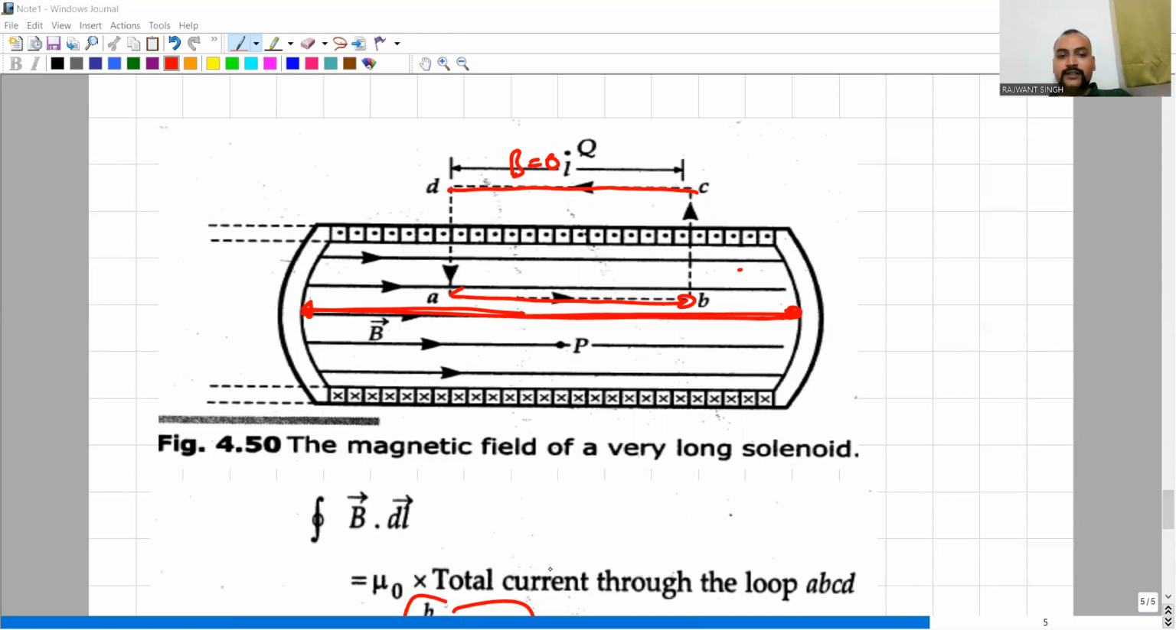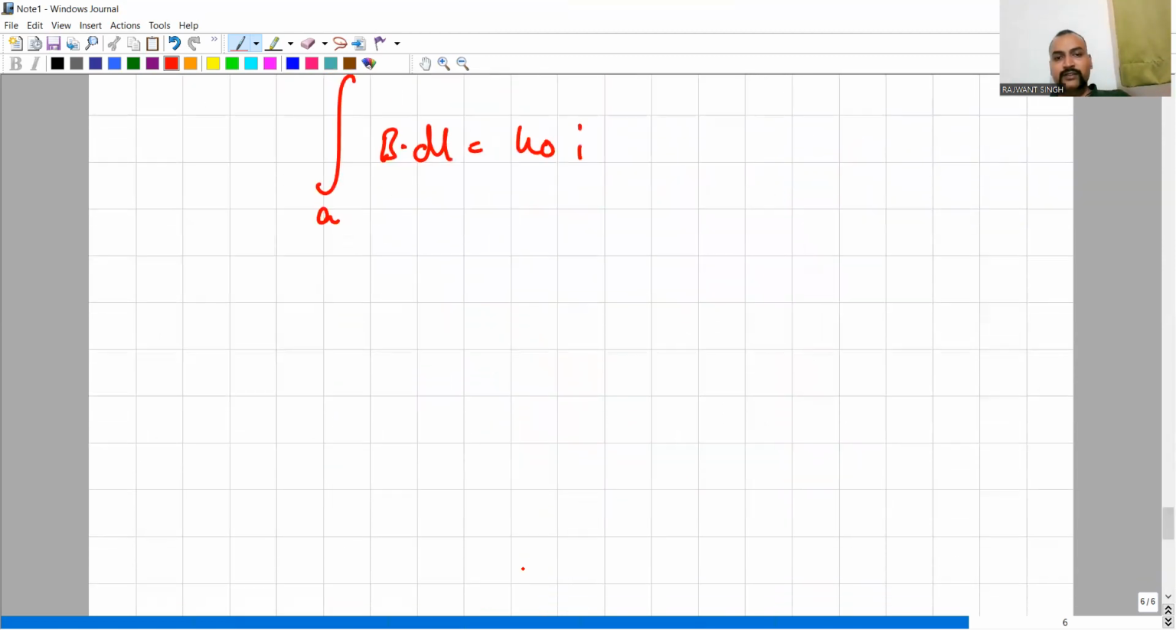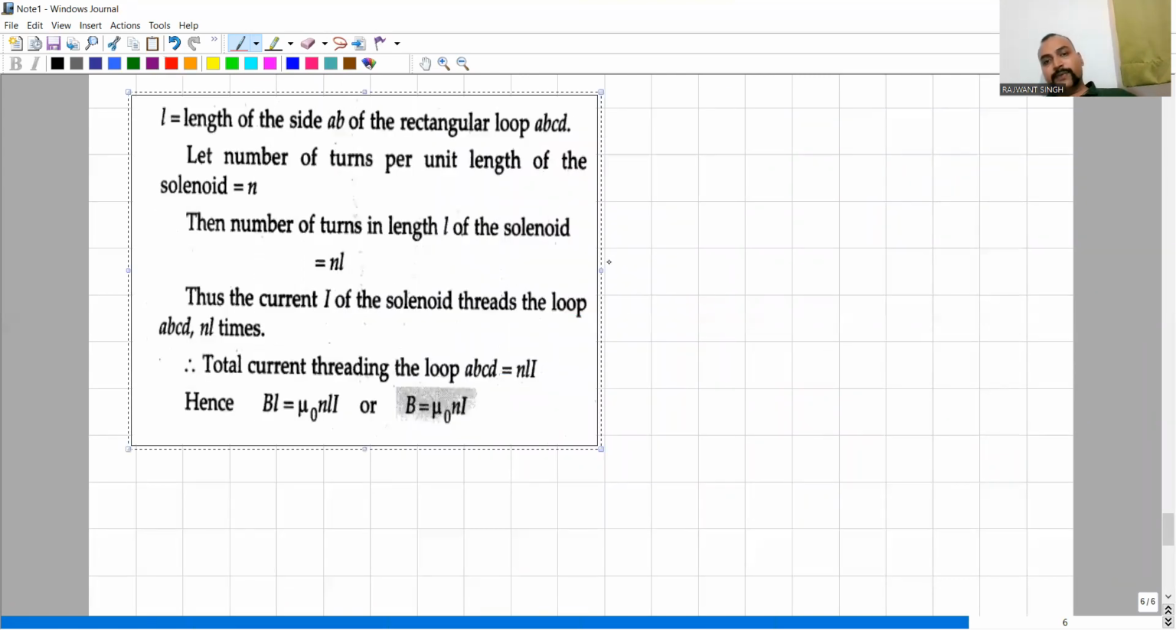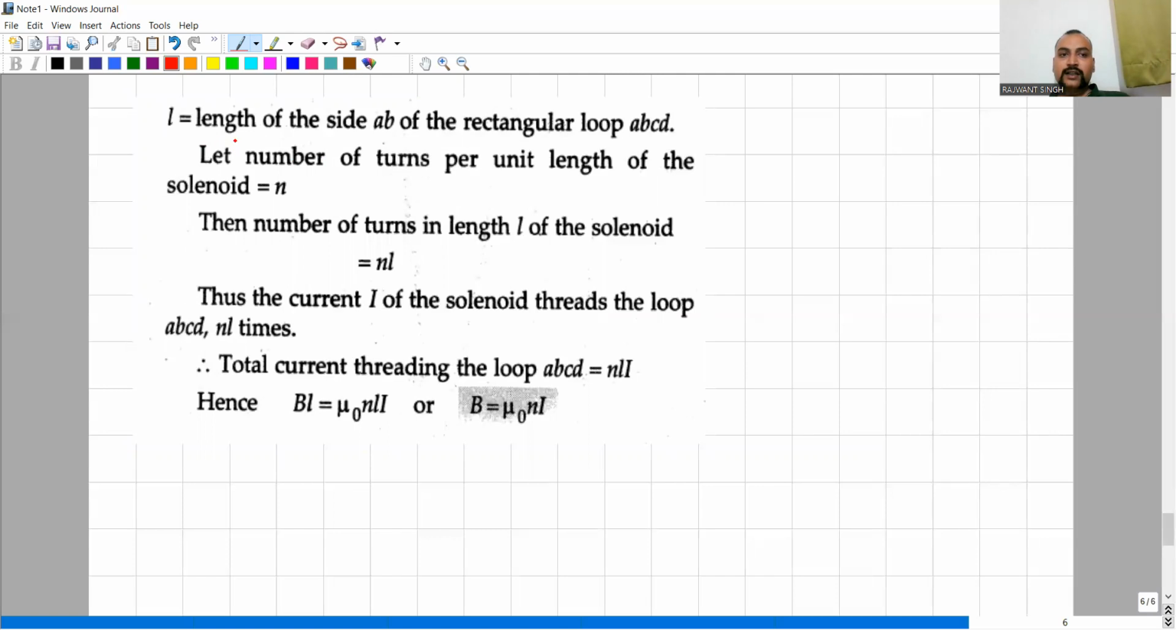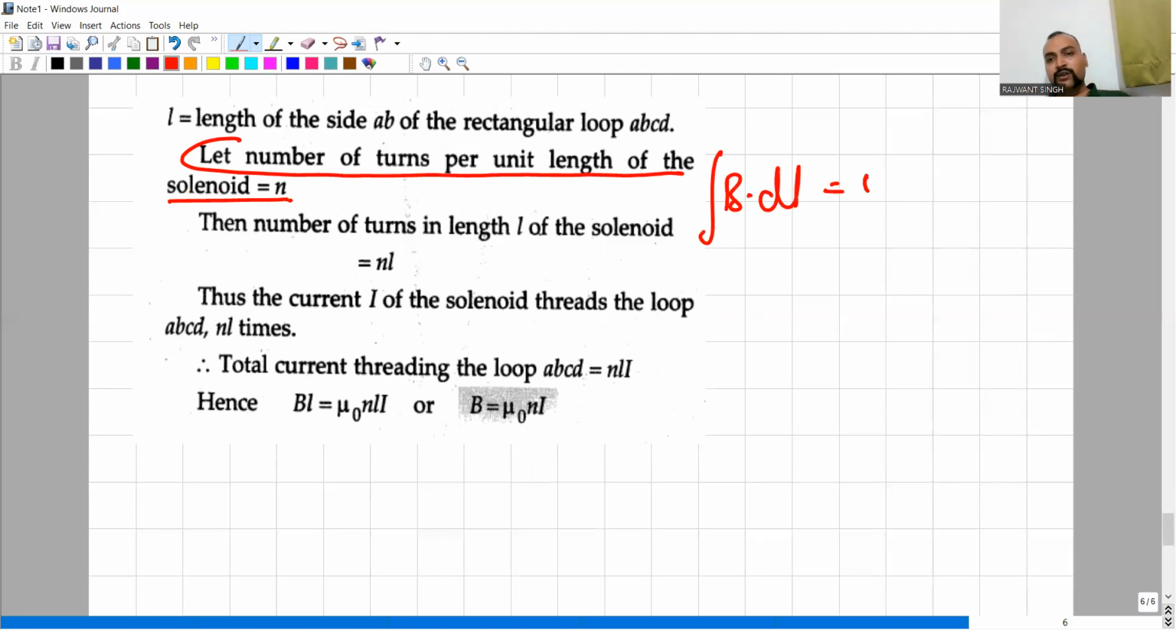Now, what is the total current you are going to take? This becomes a bit confusing, so be very careful when you are doing this. What is the confusion here? There is something called the number of turns per unit length of the solenoid. When you do B dot dl equal to mu naught times I, I represents the current. But here in the solenoid, there are many current turns. So you have to take the total number of turns. You cannot just take one current element, because there are a lot of current elements here. So you have to take all of them.